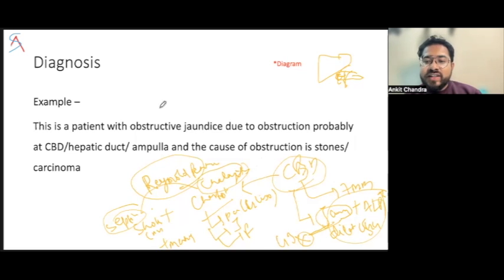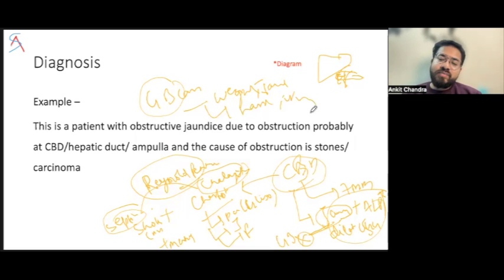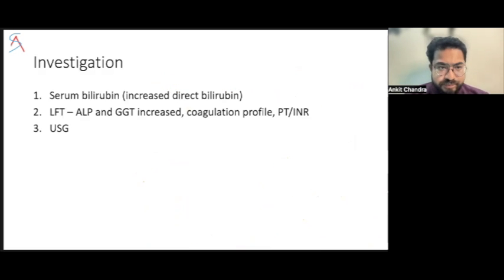If your finding is GB carcinoma, then definitely they should have a feature of cancer, which is weight loss. There will be jaundice, and you might find a hard, irregular mass at the right upper quadrant or at the GB side. They might ask you, how do you investigate? Basically, we have to look at serum bilirubin. There will be increased direct bilirubin, which will confirm the finding of your obstructive jaundice.